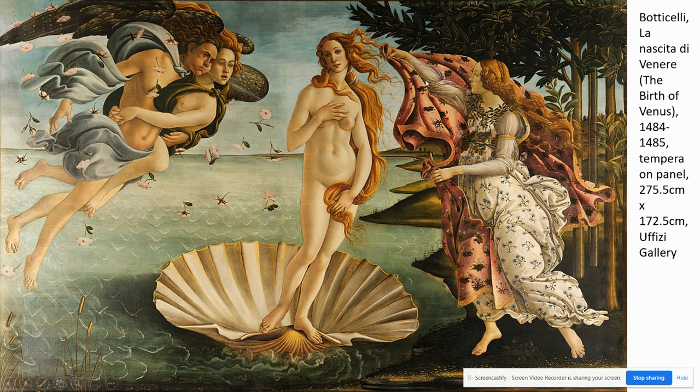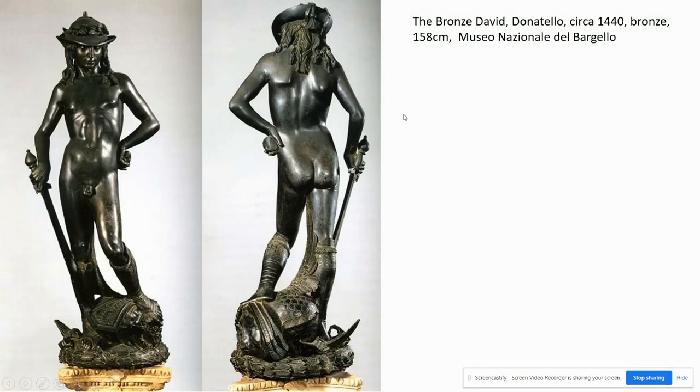But anyway, we can talk about this. I could talk about this painting for hours, but you can get the general gist of it. And again, Botticelli is our outlier because this is a moment from Greek/Roman mythology that was not necessarily from the Bible. Okay, cool. And then we've got Donatello, and this is the Bronze David.